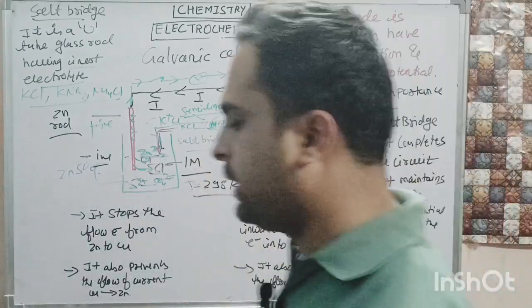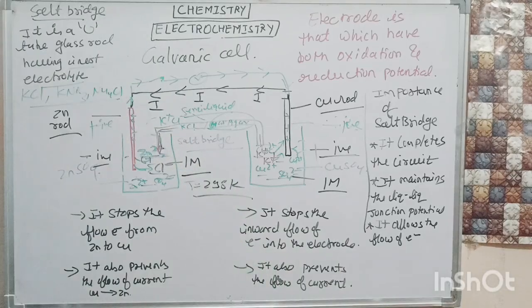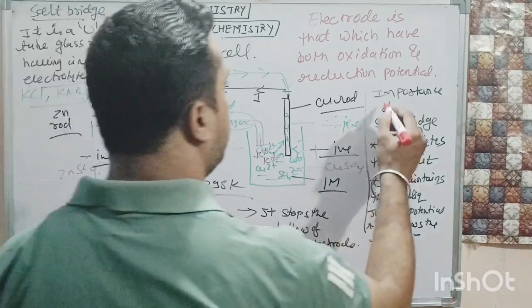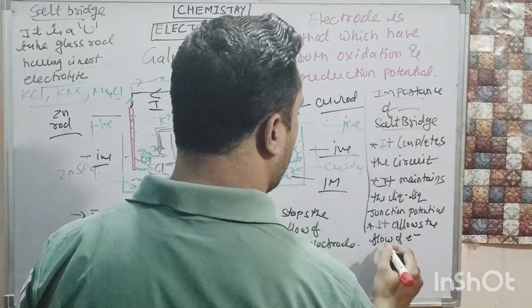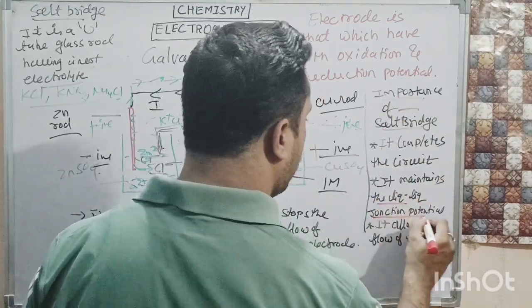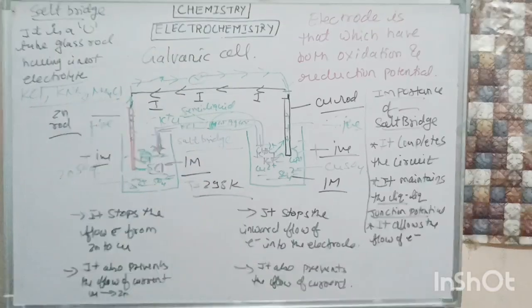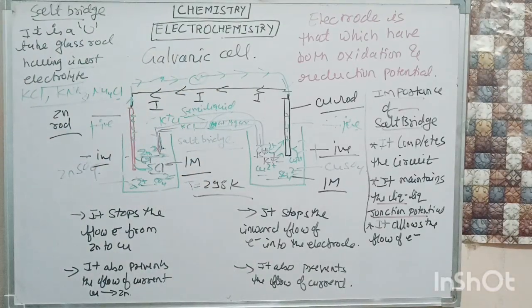ये maintain करेगा. So this is all about what? This is all about salt bridge. ठीक है, these are the importance of salt bridge. And here we move on to the one more topic, that is liquid junction potential. Sir, ये liquid junction potential क्या होता है, ये मैं आपको बताऊंगा. First you can take the screenshot of this particular galvanic cell.